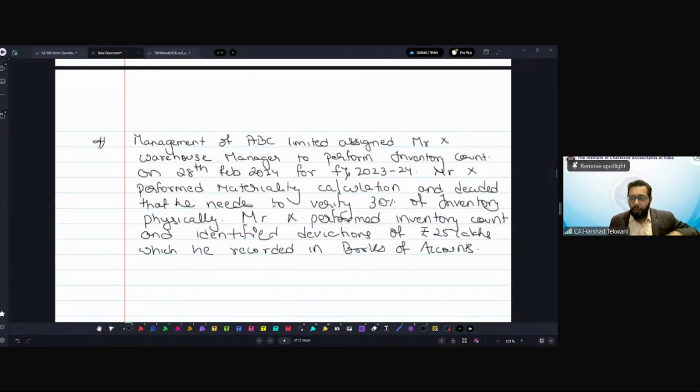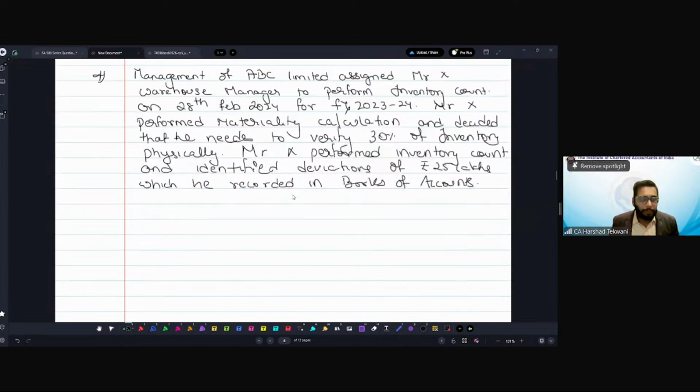Now tell me, this is the whole particular scenario that has happened. You as an auditor, what will be your response to this? Management of ABC Limited assigned Mr. X, warehouse manager, to perform inventory count on 20th Feb 2024 for FY 22-23. Mr. X performed materiality calculation and decided that he needs to verify 30% of the inventory physically. Mr. X performed the inventory count, found the deviation of 25 lakhs, which he recorded in the books of accounts.